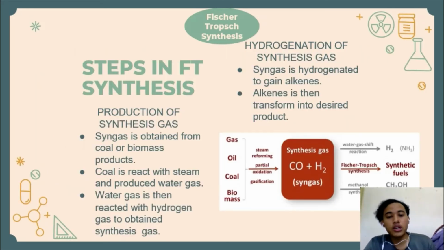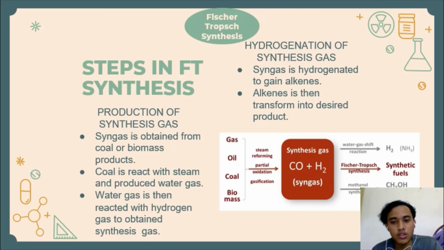Now we move on to the second part of the FT synthesis, which is the steps in FT synthesis. There are two steps: production of synthesis gas and the hydrogenation of the synthesis gas. For the first step, syngas is obtained from coal or biomass. As you can see here, the examples of starting materials for synthesis gas are gas, oil, coal, and biomass. Then the coal reacts with steam and produces water gas. This steam reforming produces the water gas, and then the water gas reacts with hydrogen gas to obtain the synthesis gas, which is carbon monoxide and hydrogen.